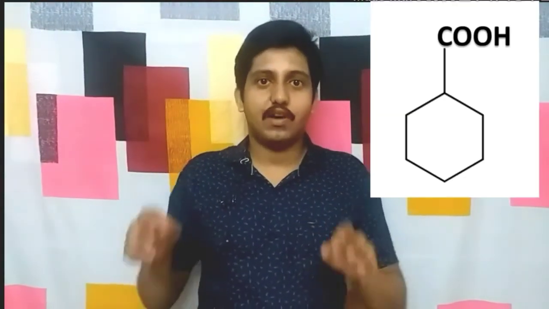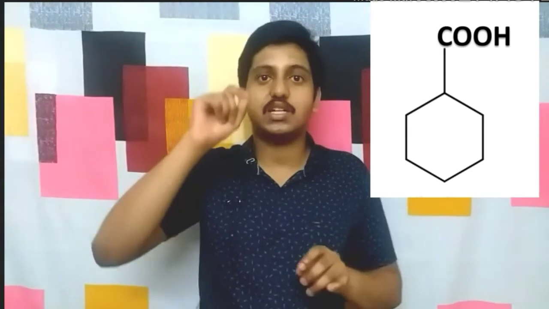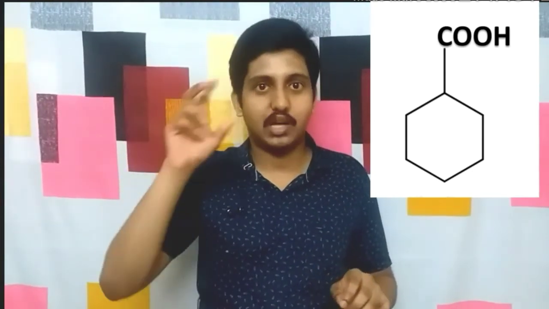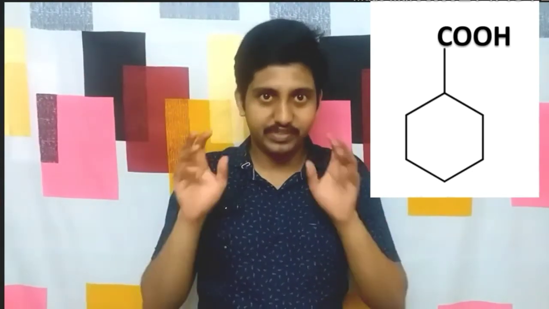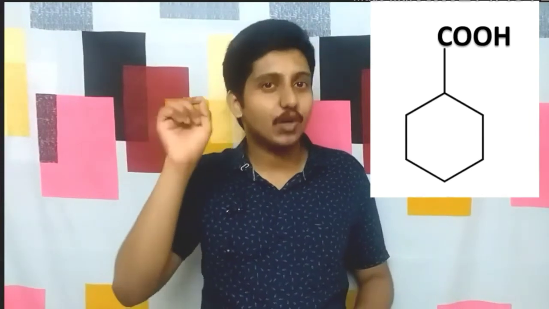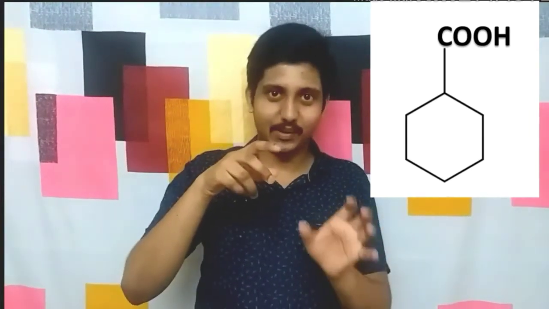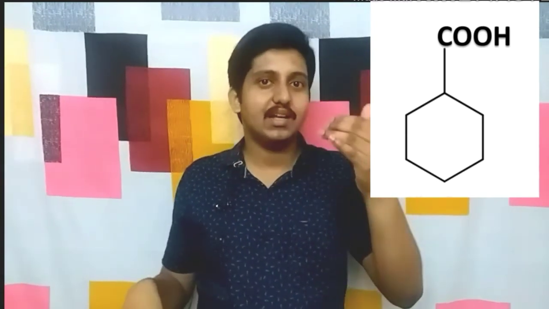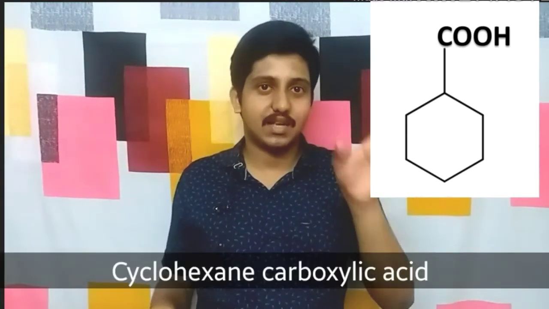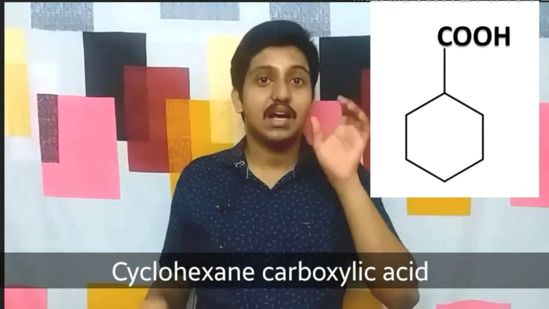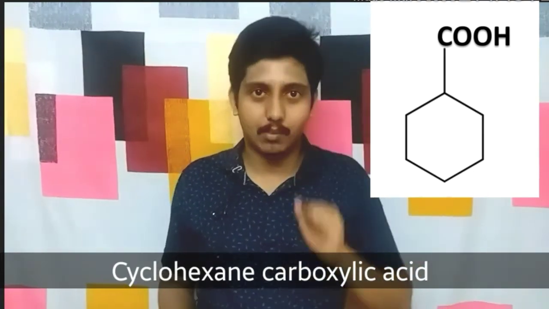atom of the functional group is not a part of the alicyclic ring. That is, for example, if a cyclohexane is linked to a COOH or carboxylic acid group, then that C of COOH is not a part of the cyclohexane. Okay, so we have to name it in a different manner. That is, the suffix used here is carboxylic acid: cyclohexane carboxylic acid.